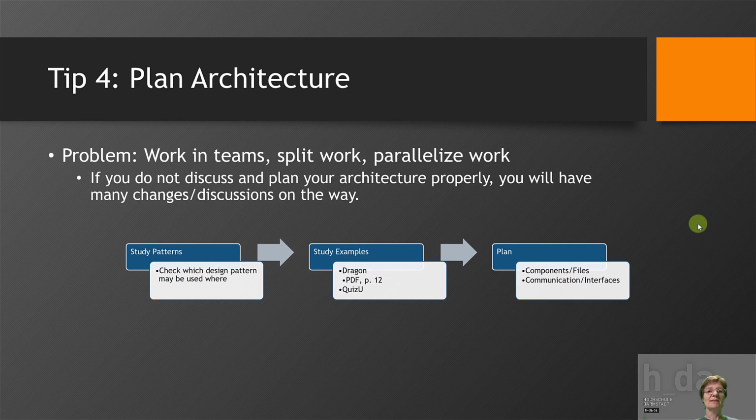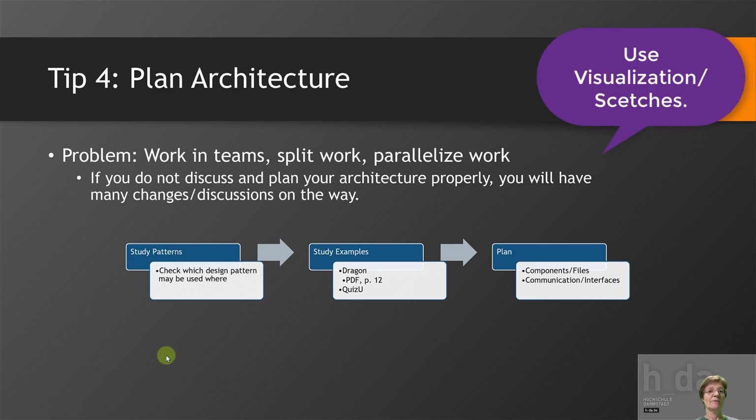So whenever we want to implement something, we need some thoughts about architecture. The problem again: you work in a team, you need to split work and work in parallel. And if you do not discuss and plan your architecture properly, you will have many changes and discussions on the way. And how do you plan an architecture? First, you study design patterns of the technologies you are using. Then, for example, in Unity UI Toolkit, you study the examples provided, like Dragon and QuizU. And then you plan your components and files and the communication and the interfaces.